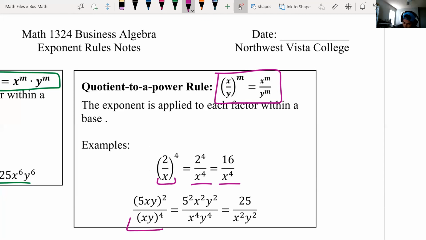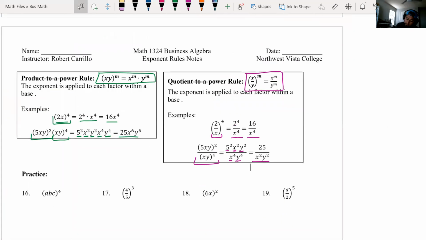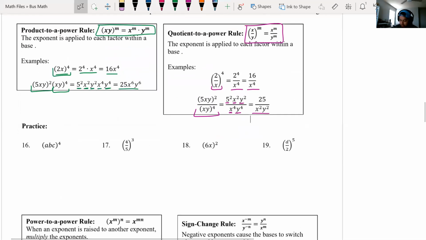Next, (5xy squared) would be 5 squared, x squared, y squared over xy to the fourth, x to the fourth, y to the fourth. And then you get 25 over x squared y squared after simplifying. So that's product to a power. That is quotient to a power. Let's go ahead and try it out.